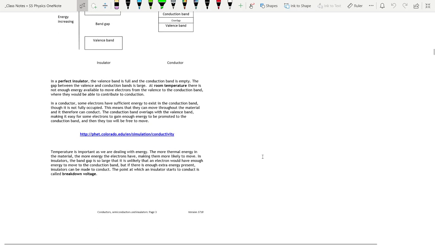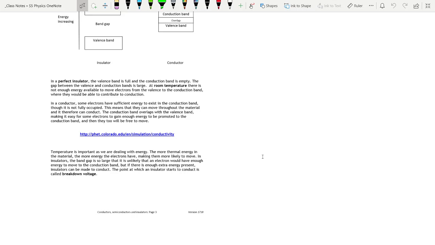Temperature is important when we're dealing with energy, because you can increase the energy that the electrons have by supplying them with energy, and you can supply them with thermal energy, which is the easiest way to do that. The more thermal energy in the material, the more energy the electrons have, making them more likely to move.